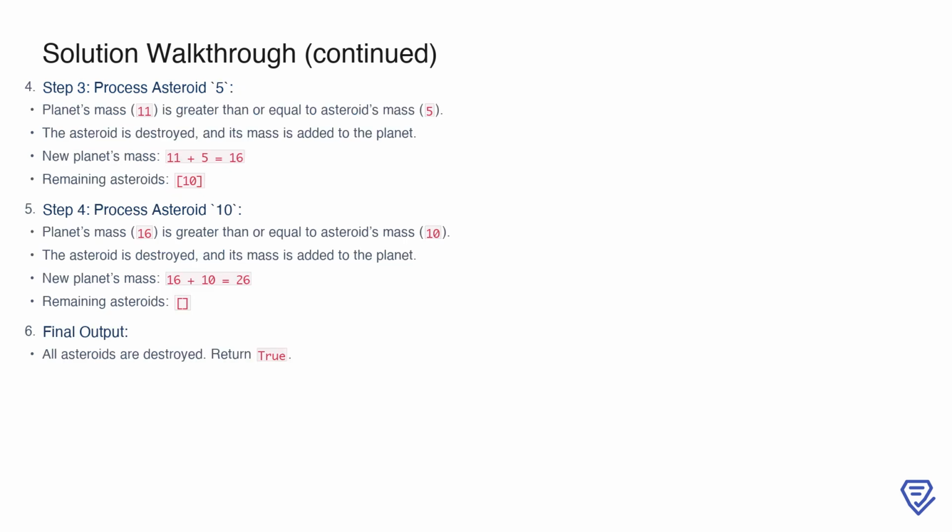Next, we move to the asteroid with a mass of 5. The planet's current mass is 11, which is sufficient to destroy the asteroid. The asteroid is destroyed, and the planet's mass becomes 16. Finally, the last asteroid has a mass of 10. The planet's mass, 16, is greater than 10, so the asteroid is destroyed, and the planet's mass increases to 26. With no asteroids left, all asteroids have been destroyed, and the output is true.